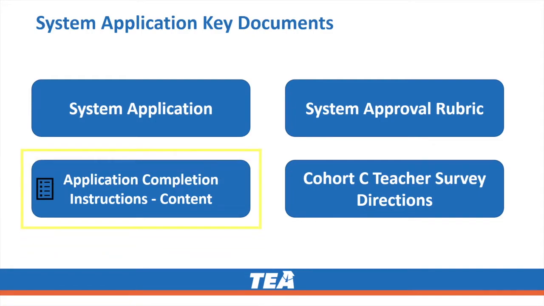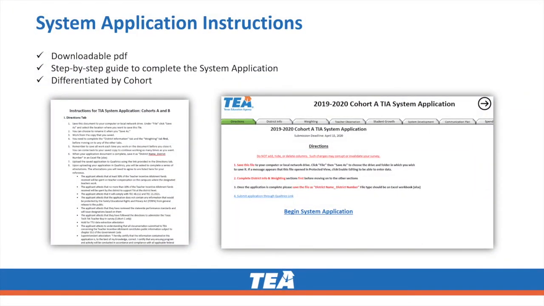This document is optional to use and provides a step-by-step of how to complete and submit the system application. It has the same content as the system application, and it also previews the information the districts will need to agree to once they submit their application through Qualtrics. Districts are encouraged to look at these agreements on the first page of the completion instructions early in the application process.